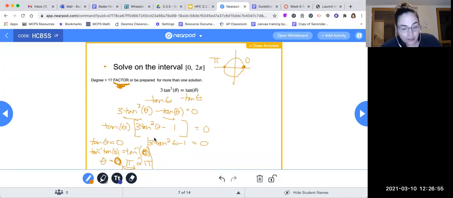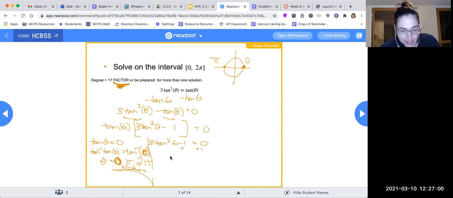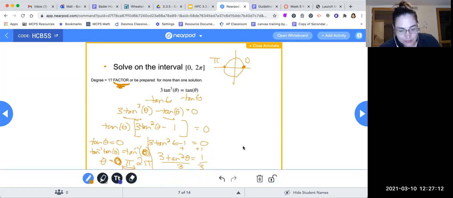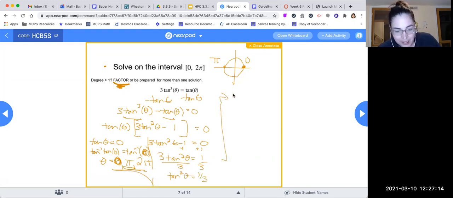I have the other factor, 3 tangent squared of theta minus 1 equals 0. So I can add 1 to both sides, giving me 3 tangent squared of theta equals 1. Now I divide by 3, tangent squared of theta equals 1/3. Take the square root of both sides to get tangent of theta equals plus or minus the square root of 1/3.